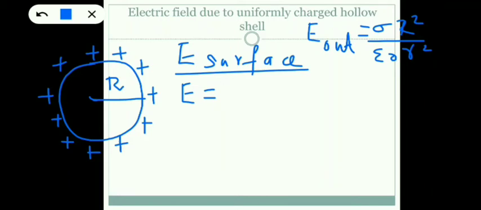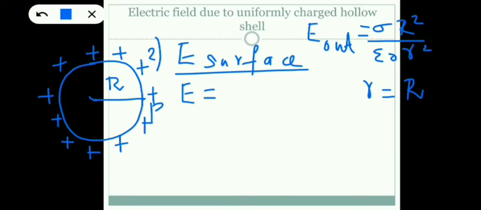Now we can consider the second case. What is the electric field intensity on the surface of the shell? For that we need to consider the point P on the surface of the shell like this. So what is the distance of point P from the center of the shell? It is capital R. So at the surface of the shell, small r becomes equal to the radius of the shell, right?